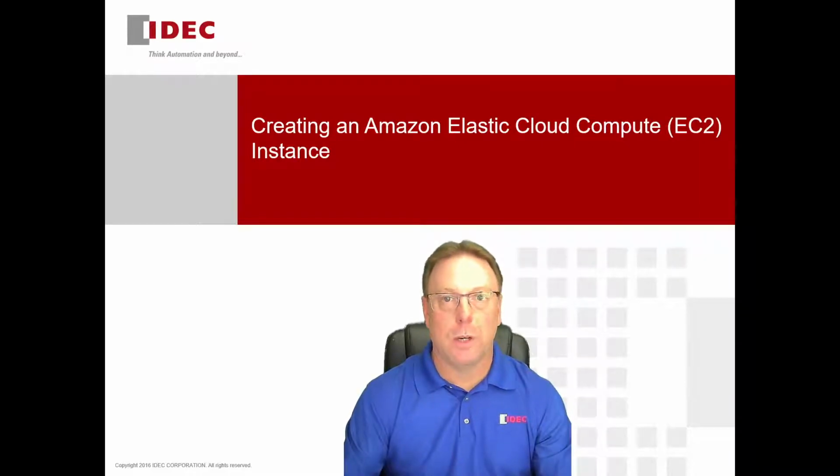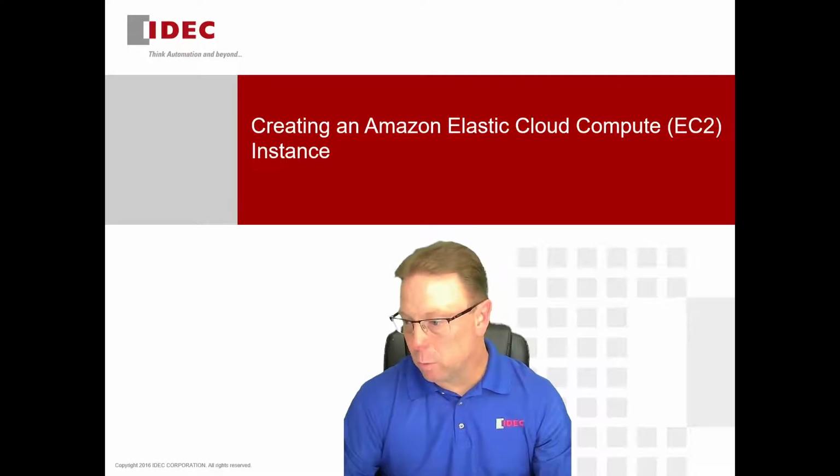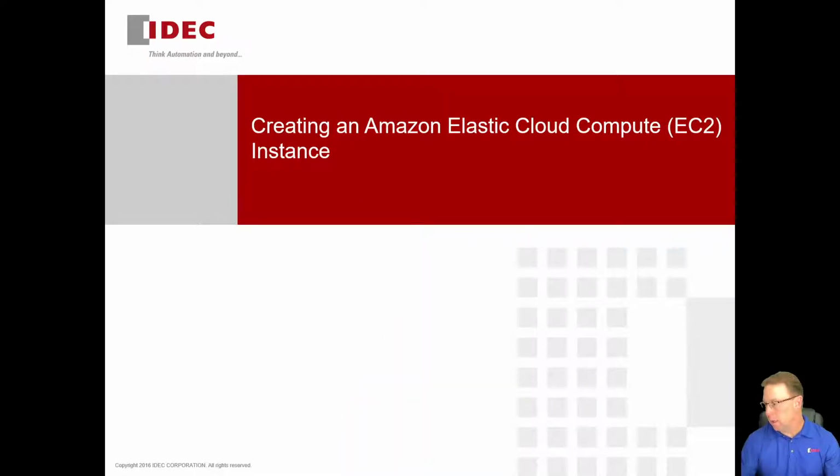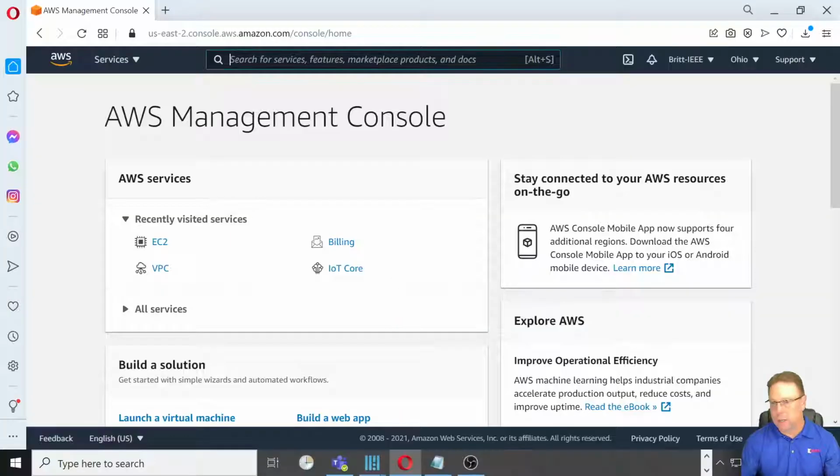In this video, we're going to actually create the Amazon EC2 instance that we're going to be using and apply the security group that we created in the last video to it. Let's get started. First, let me get out of your way here, and let's go ahead and bring up a browser, and let's log into our AWS account.